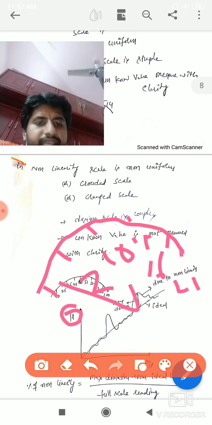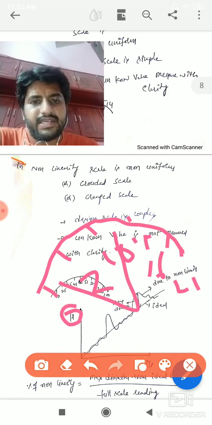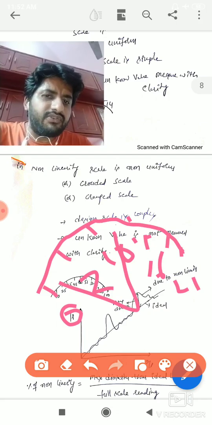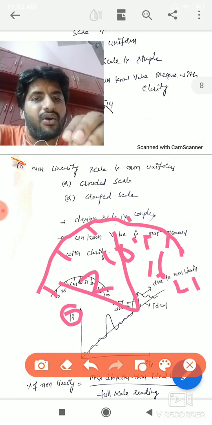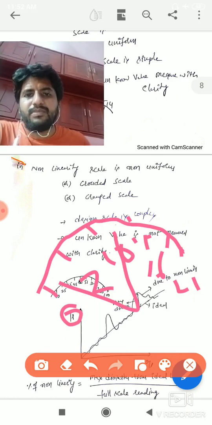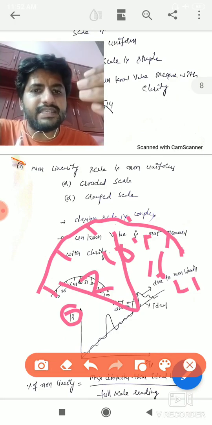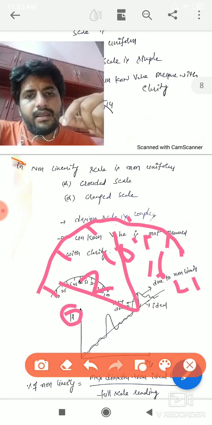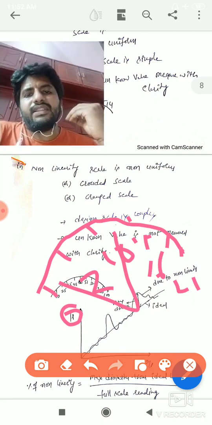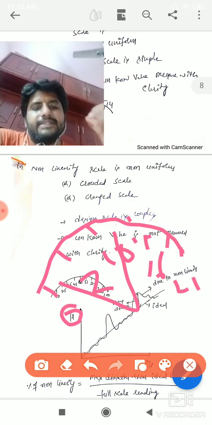If the pointer lies anywhere, it's very difficult to estimate. At some points the scale will be high, at some points it will be low. That is non-linear. So you don't expect this type of characteristic in the instrument. A non-linear instrument means the scale is non-uniform, and detecting the unknown quantity is very difficult with non-linear scales.